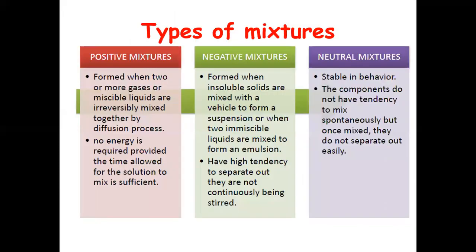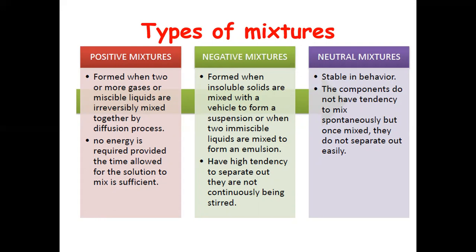So let us see the types of mixtures. The first type is positive mixture. It is formed when two or more gases or miscible liquids are irreversibly mixed together by the diffusion process. Here no energy is required, provided the time allowed for the solution to mix is sufficient. Then there is negative mixture. It is formed when insoluble solids are mixed with a vehicle to form a suspension or when two immiscible liquids are mixed to form an emulsion. They have a high tendency to separate out.